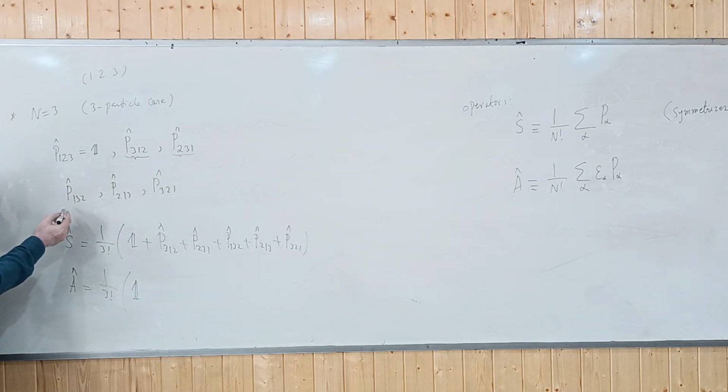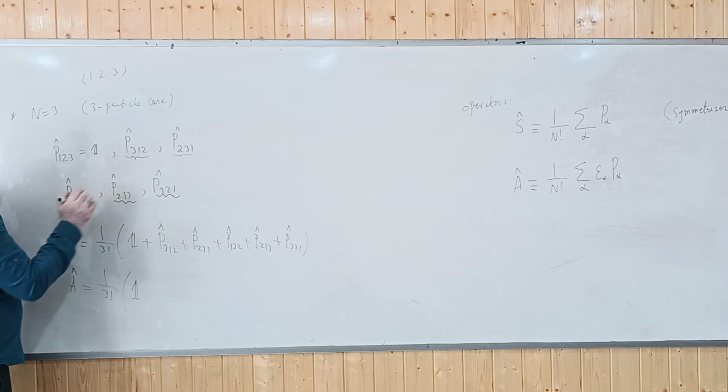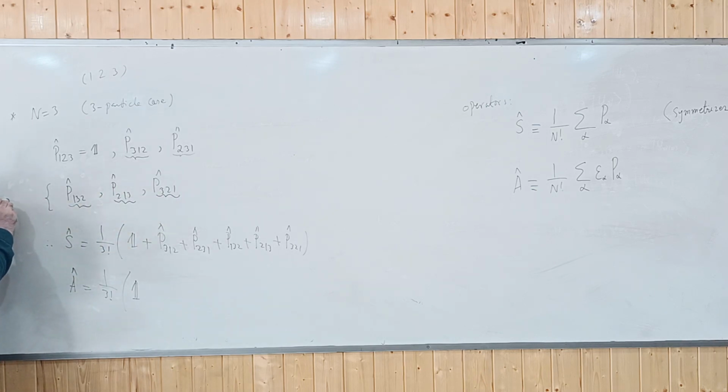Now let's look at this thing. One is fixed, the first place is fixed, only the second and third are interchanged. So this is an odd permutation. What about this one? 3 is fixed, so this is an odd permutation. What about this one? Odd permutation. So I will write this as odd. So these are odd permutations and these are even permutations. Clear?